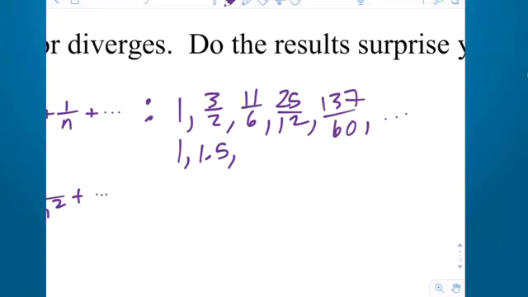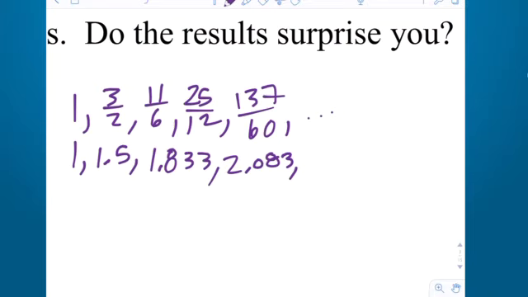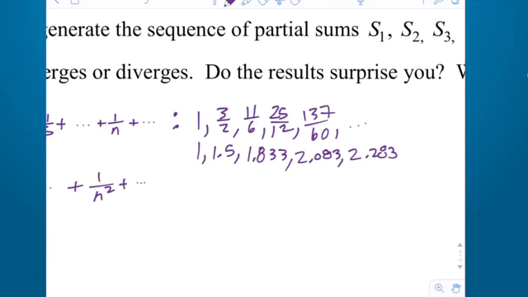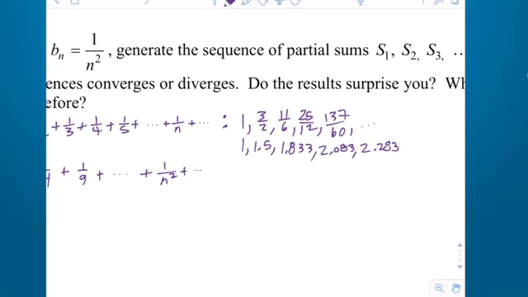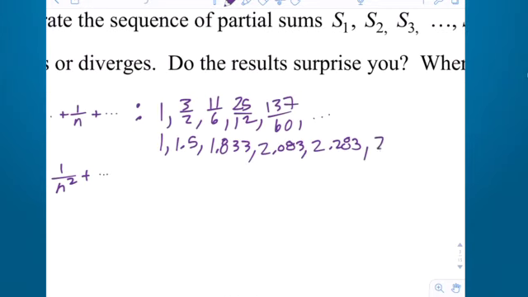1.5, 11 divided by 6 would be 1.833. 25 divided by 12 would be 2.083. 137 divided by 60 would be 2.283. And let's just add one more. If I added the next term, it would be plus the sixth. That gives you 2.45. So this would be the sequence now of the first 1, 2, 3, 4, 5, 6 partial sums.